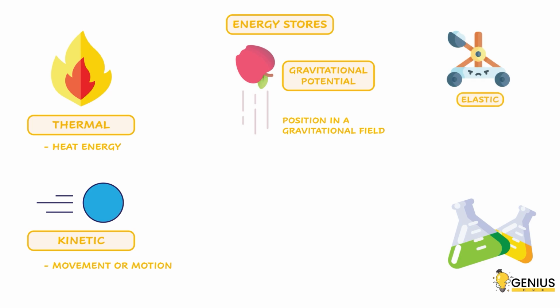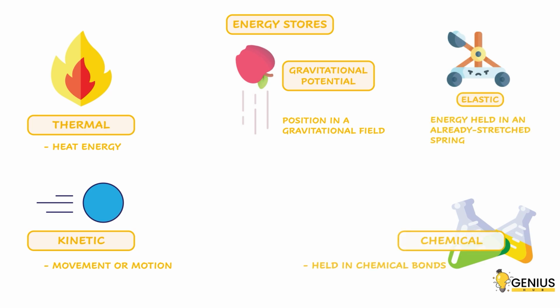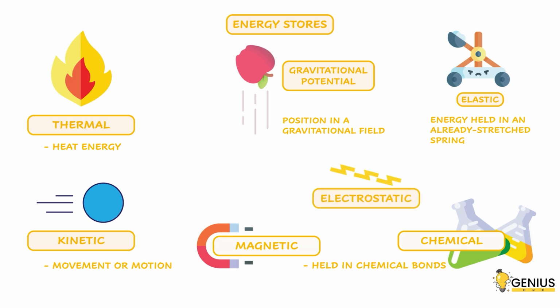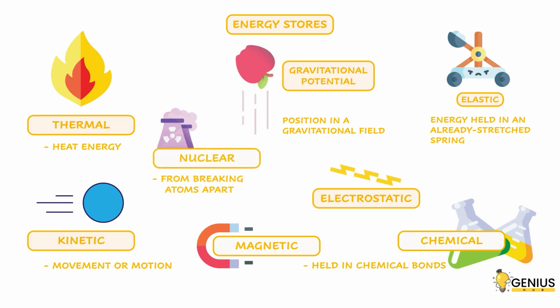Elastic potential energy refers to energy in stretched objects like springs. Chemical energy is stored within chemical bonds. Magnetic energy is what allows magnets to stick to surfaces like fridges. Electrostatic energy can give you a static shock when touching something like a car. Nuclear energy is released by splitting atoms.